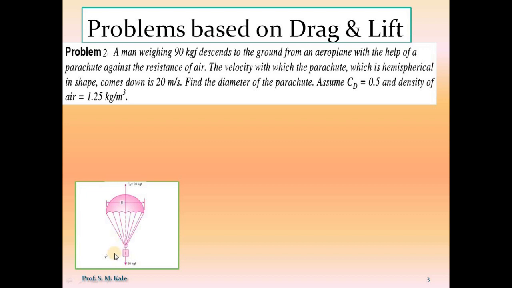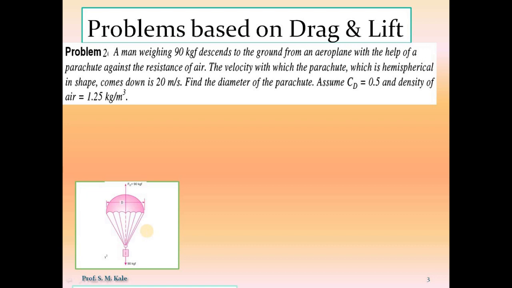Whatever drag force there is, that drag force will always act in the direction of motion of the fluid. As that fluid, that is nothing but air, is in the vertically upward direction, in this case the drag force will be in the vertically upward direction. If I neglect the weight of the parachute and consider the weight of the man only, then the value of drag force will be equal to the weight of that man.